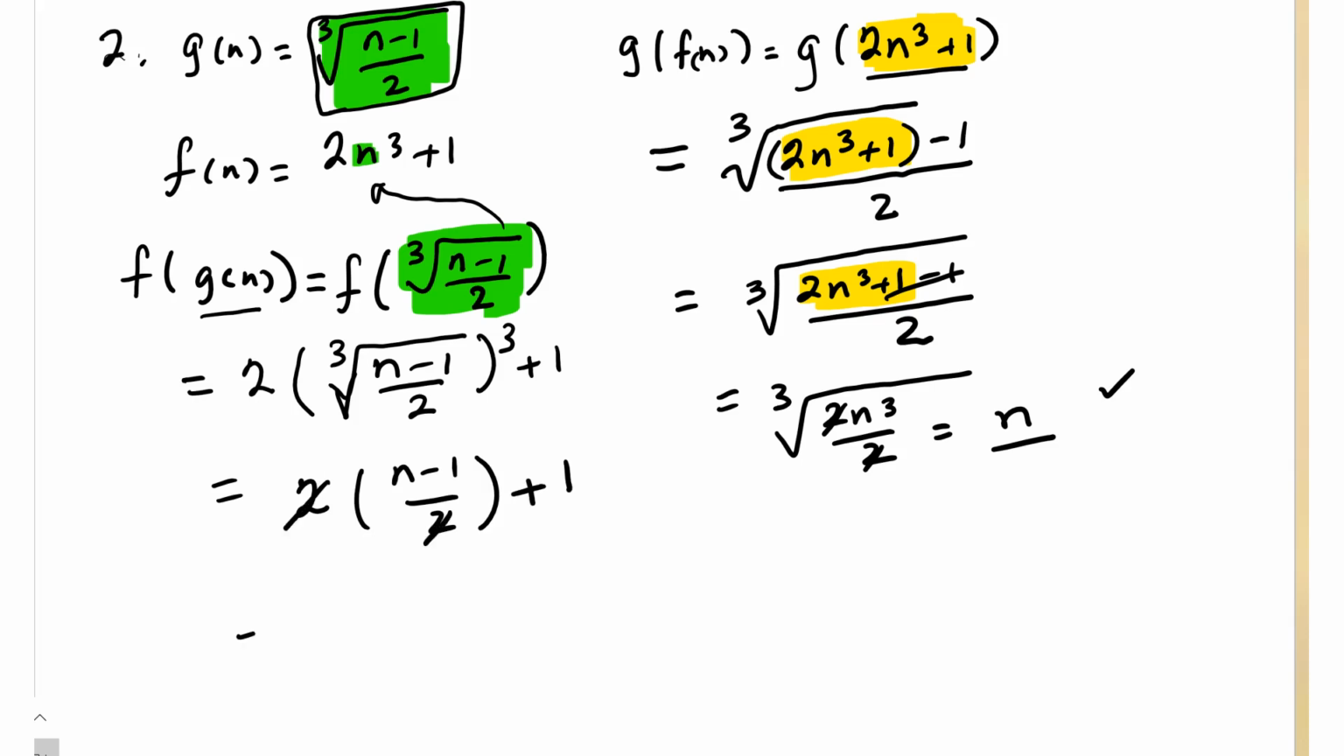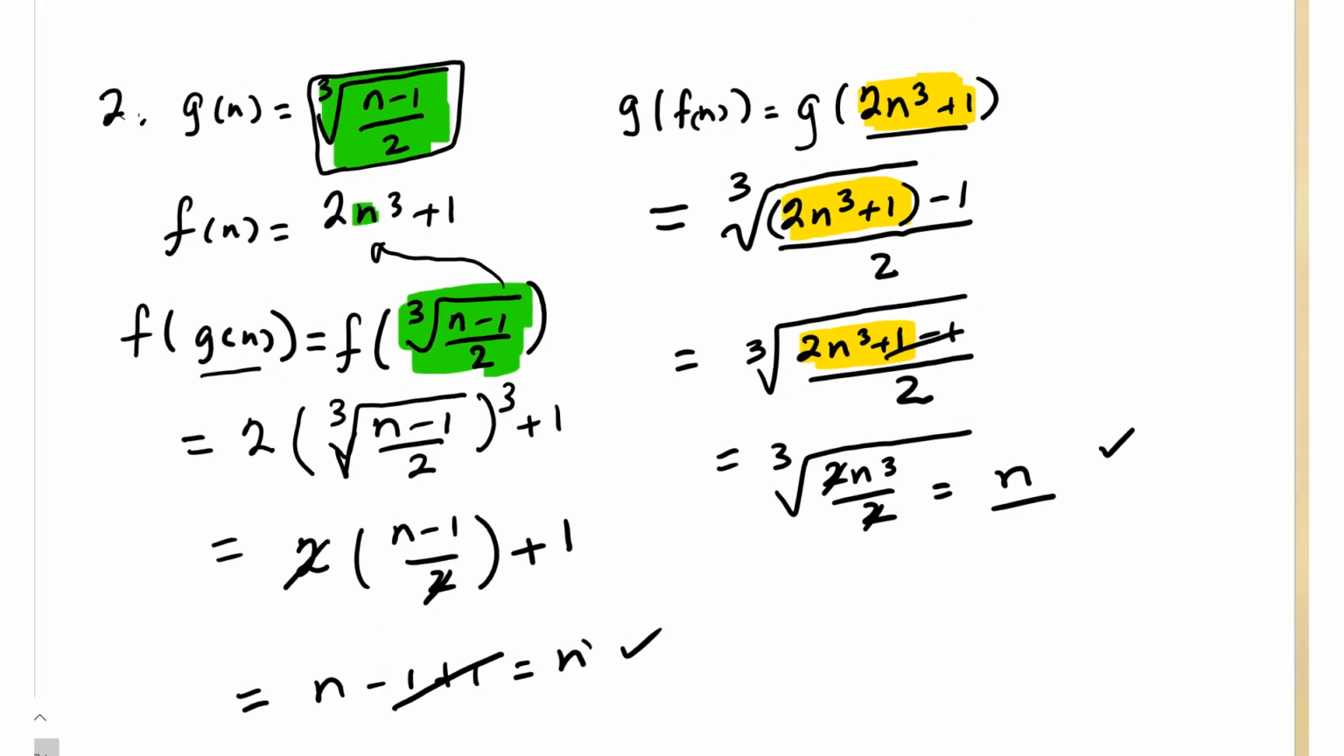2 divided by 2 is 1. So n minus 1 plus 1, that gives you n, so that checks. So that tells you that they're both inverses of each other. If you come out with n, or you come out with x, if you come out with the same variable, that means they're inverses of each other.